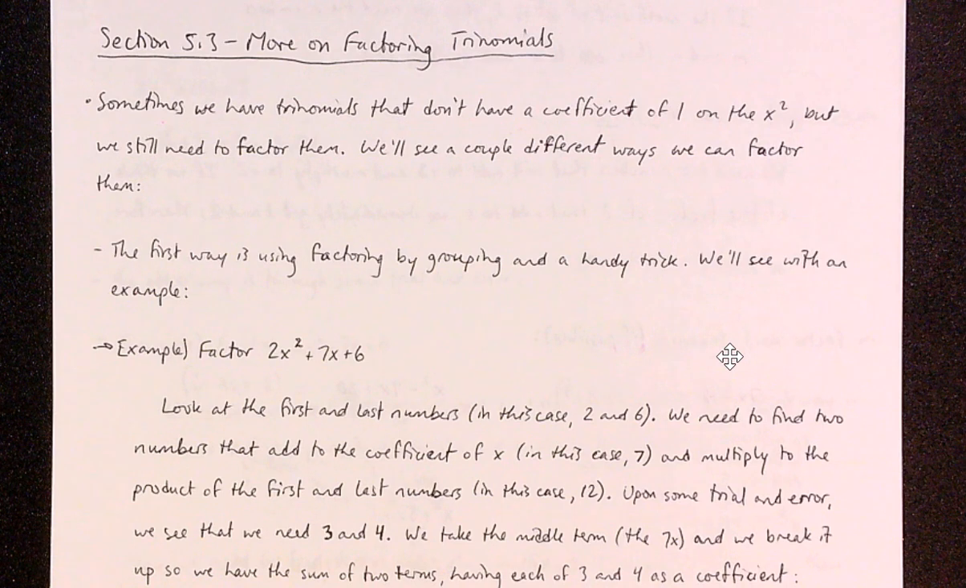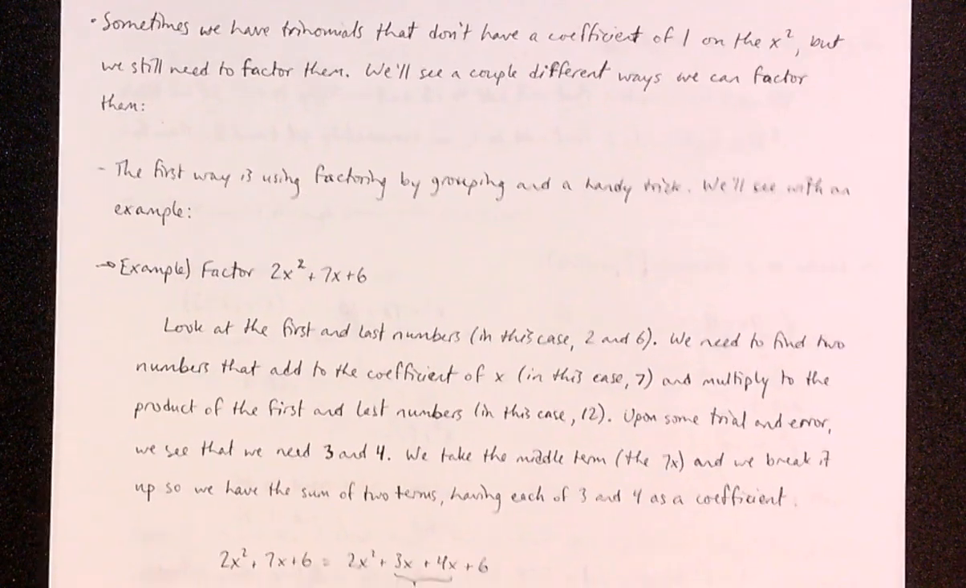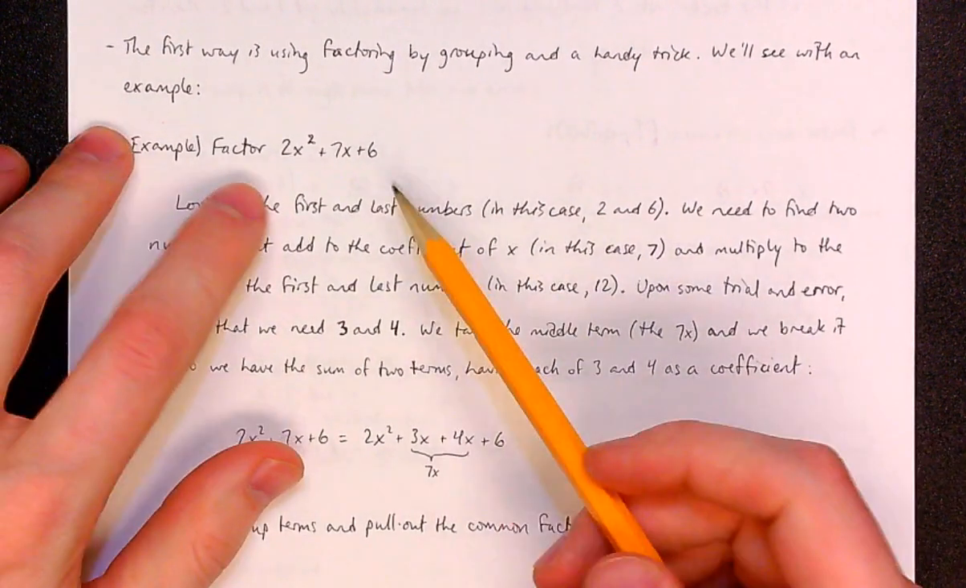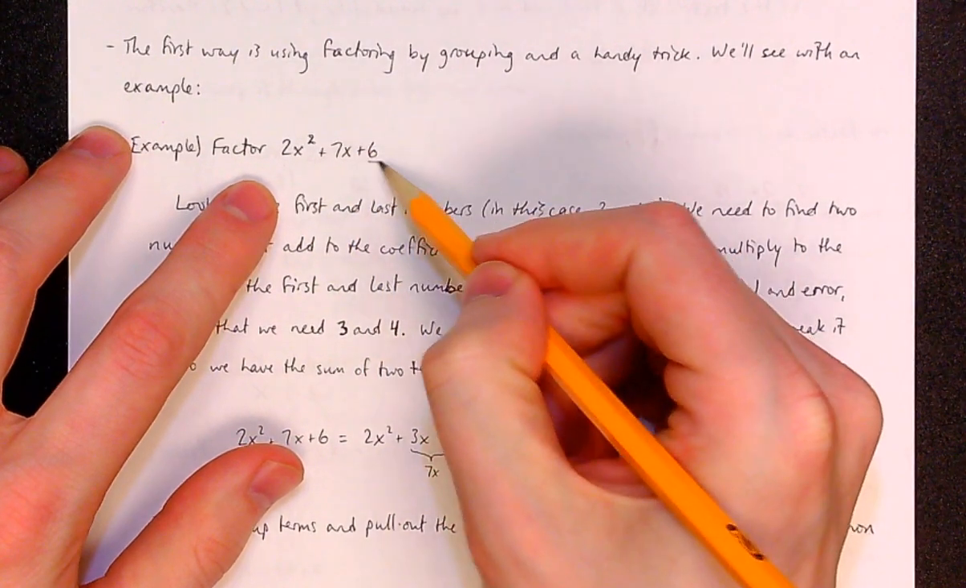So the first way that I want to show you involves factoring by grouping, that thing we talked about in section 5.1, and a handy little trick. So I'll tell you what the process is, and then we're going to use that process simultaneously on a sample problem. So suppose we have to factor 2x squared plus 7x plus 6. So what you're going to do is look at the first and the last numbers. In this case, the 2 and the 6.